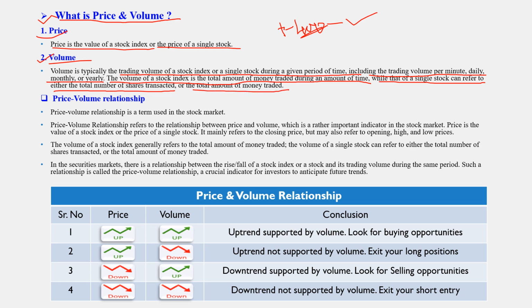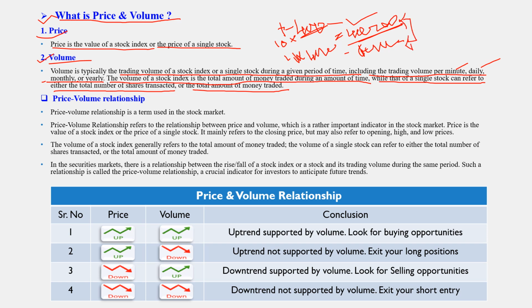This volume is created for a given period of time, including per minute, daily, monthly, yearly. Say the current price is 400, and one buyer buys the stock at a quantity of 10, which means the value will be 4,000, right? After some time, 15 more stocks are bought at 400 rupees, which is 6,000, so 10,000 total. This is the trading volume.